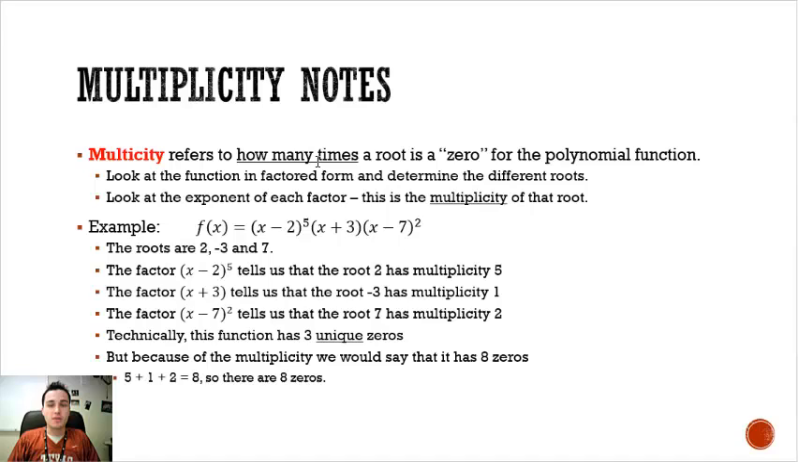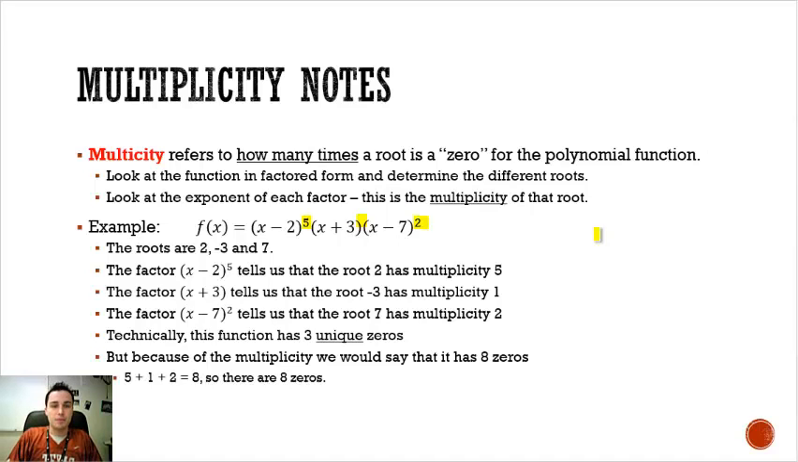In factored form, you're going to see things like, here, x to the fifth, or this x squared. And even more important is that there's no exponent on that middle one right there. That's where the multiplicity is, those exponents. That's how we can determine the multiplicity, because we just look at the exponent of each of the factors to tell what the multiplicity is for that root.